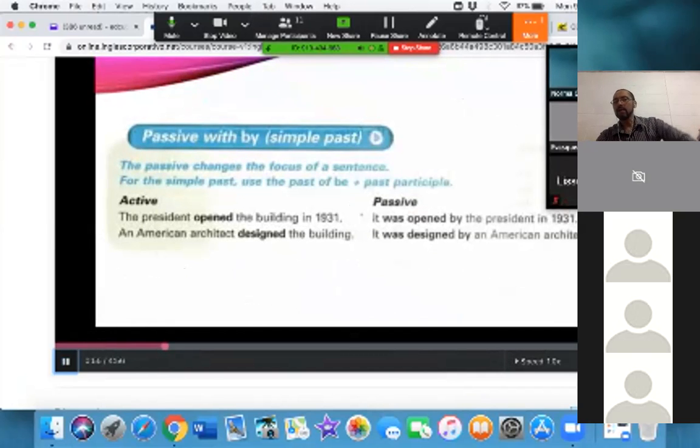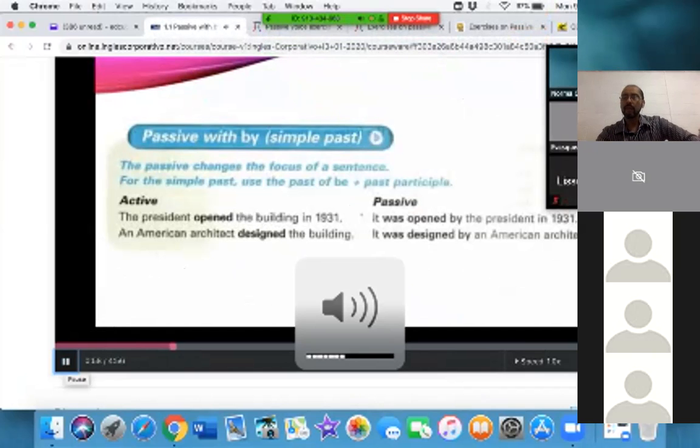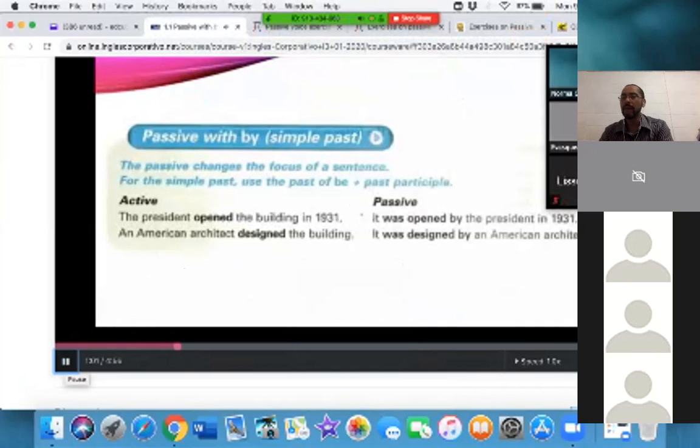Okay, here what they're talking about is, what is the difference between an active and a passive? Let's look at the two sentences. In the first part, the active, we have the president opened the building in 1931. But in the passive, it says it was opened by the president in 1931.